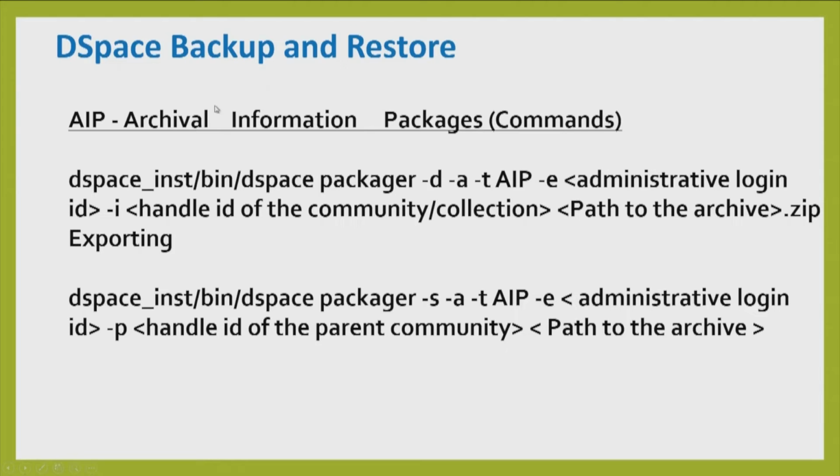So, quickly I will show you the command. Here dspace_inst is my installation folder, and in that there is a bin, and I have already shown you the dspace command. The dspace command comes with a parameter, that is packager, along with other AIP parameters. This command is very easy to give, because this E refers to the E-person.